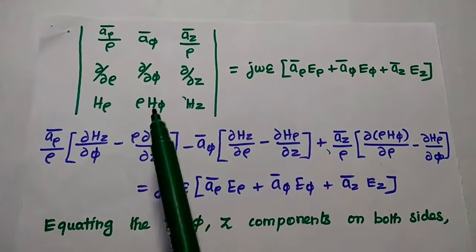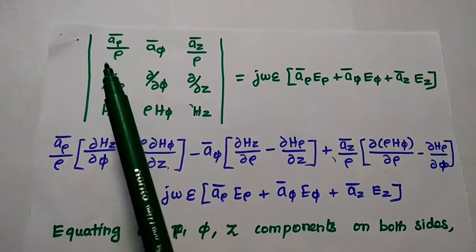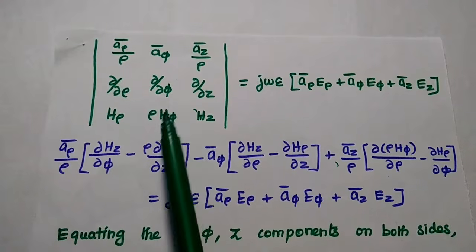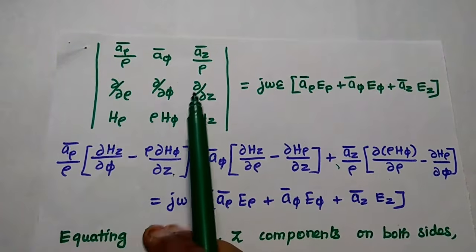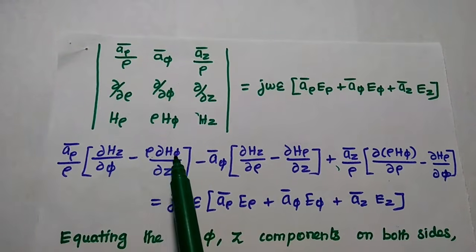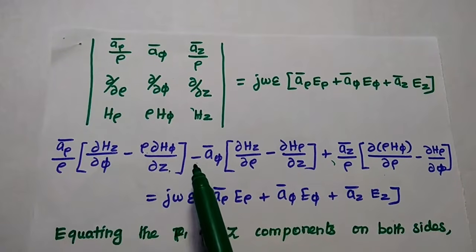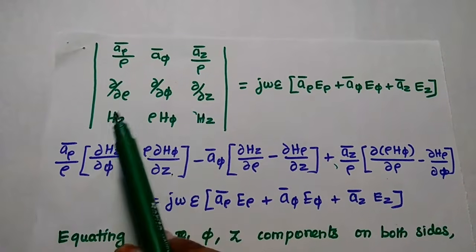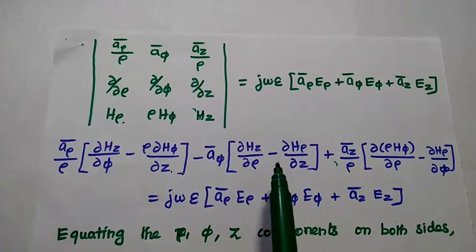Next we are going to solve the curl operation. For that we keep the first value, A rho bar by rho. For this value we multiply the next two columns like this: dou Hz by dou phi minus dou rho H phi, where we can take rho outside, by dou z. For the second column we use a minus sign. So minus A phi bar into the cross multiplication of these two values: dou Hz by dou rho minus dou H rho by dou z.